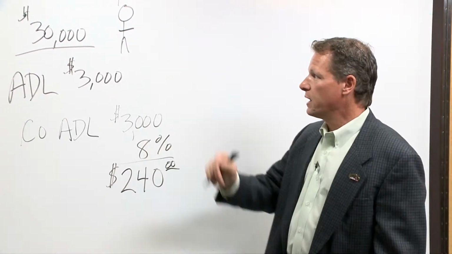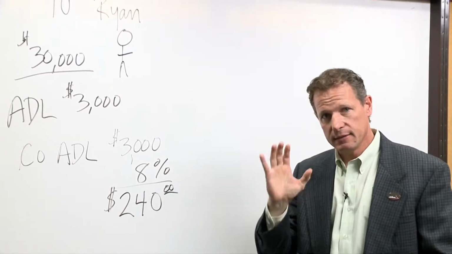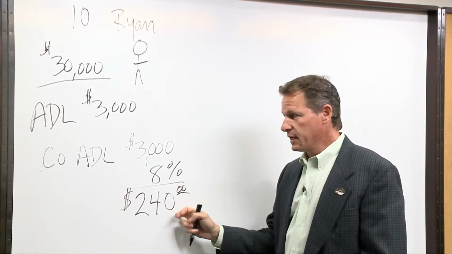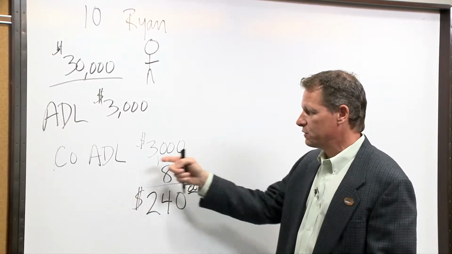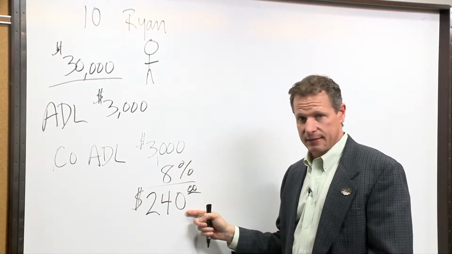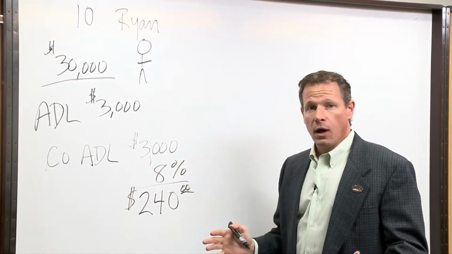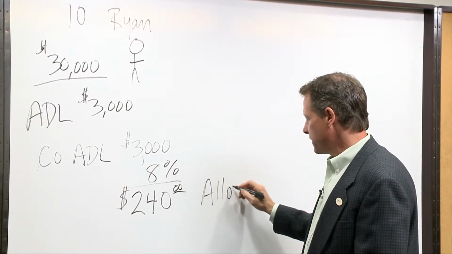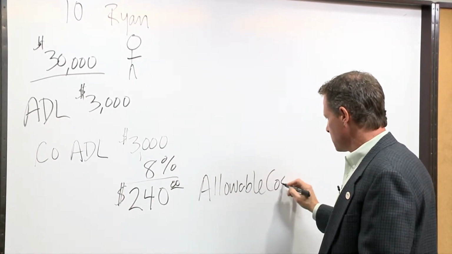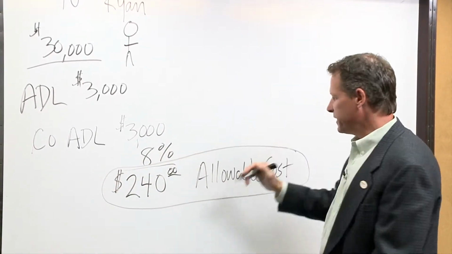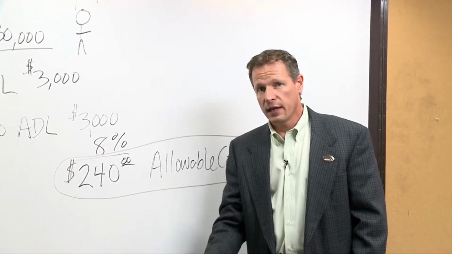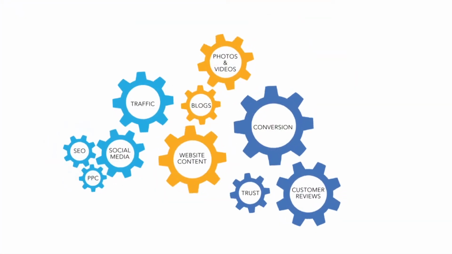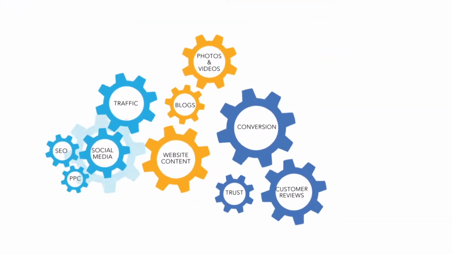So every time Ryan has an appointment that sets and is completed, I can pay $240 on average because I know he's getting $3,000 worth of business on average, and that's 8%. So I need to generate leads at or below my allowable cost. This is my allowable cost. If I can get leads for $240 or less, on average, I'm doing great. If I can get them for less than that, then I'm doing better. If it costs me more than that, I'm doing a little worse.